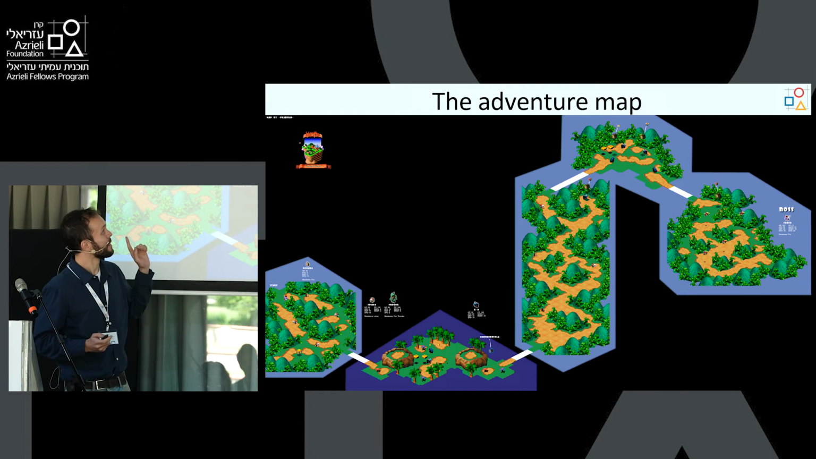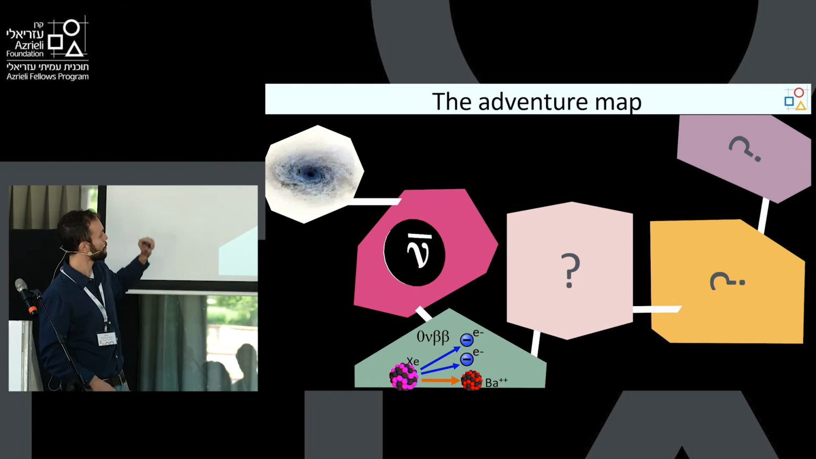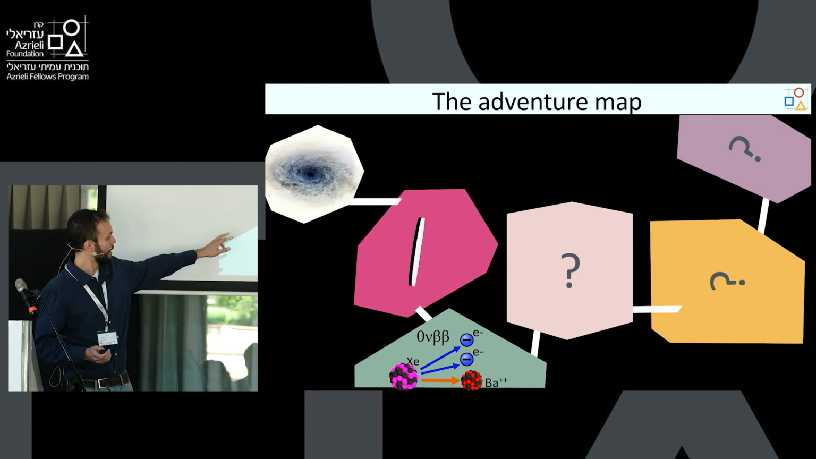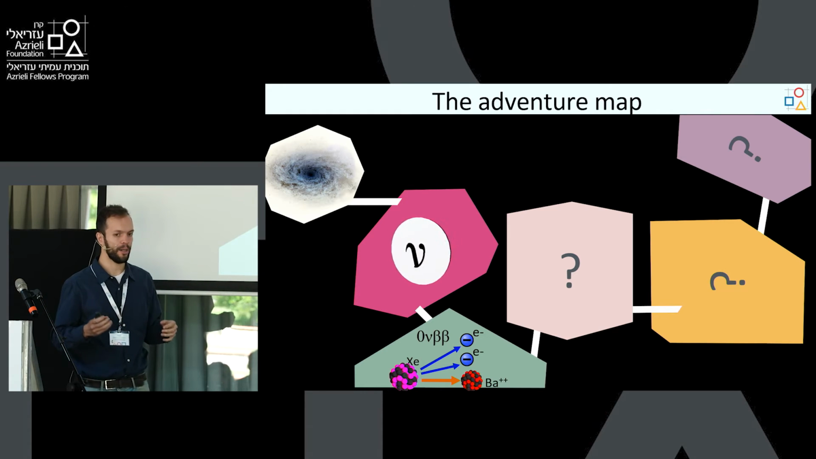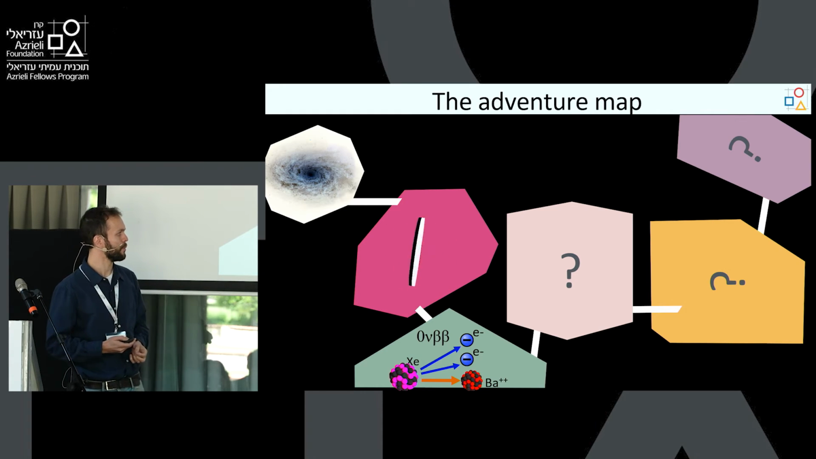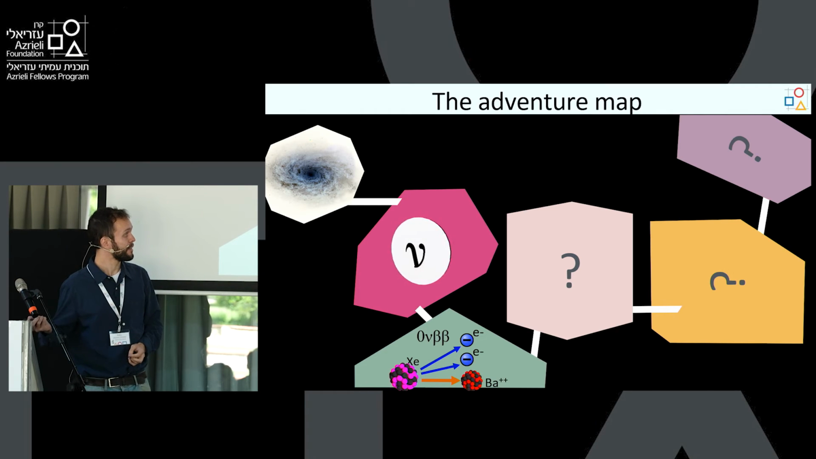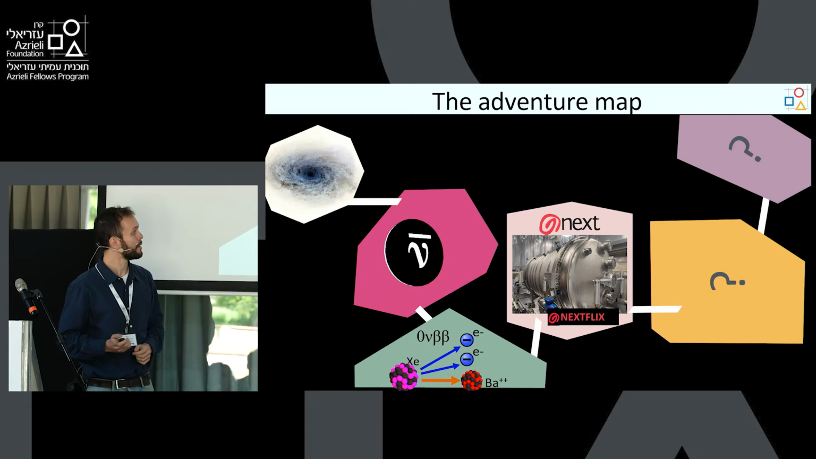So with this, I can show you the adventure map. We've seen already the antimatter problem, how neutrinos can be their own antiparticles, how you can prove this with the neutrinoless double beta decay. And now let's talk about what real experiments, what people are trying to do to prove that this reaction can happen. Enter NEXT, this experiment of which I'm part of.